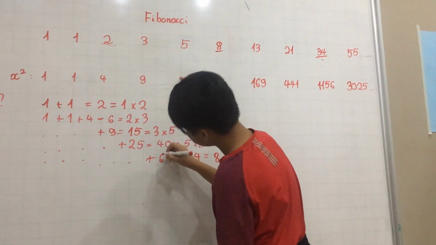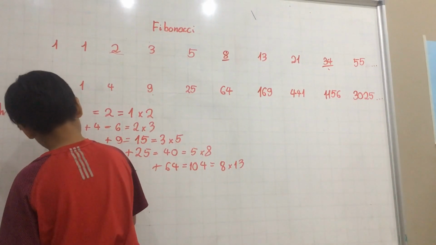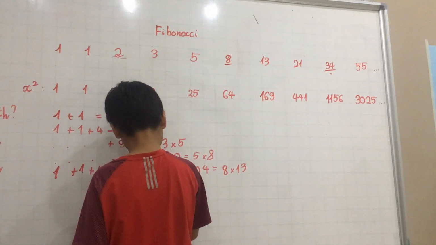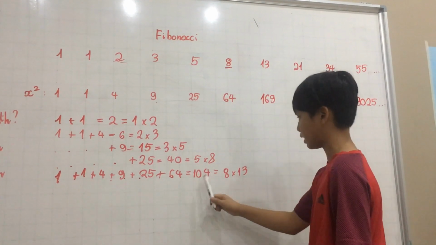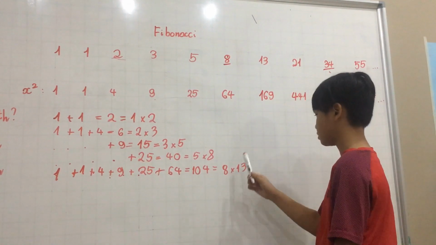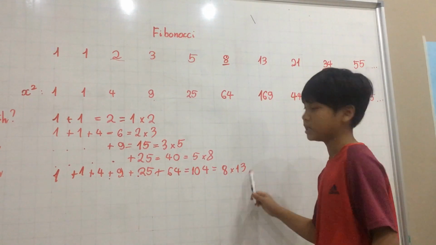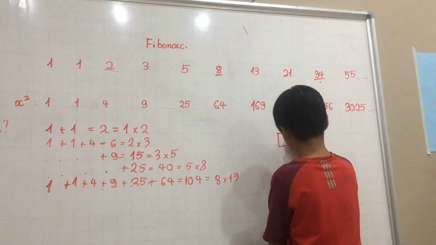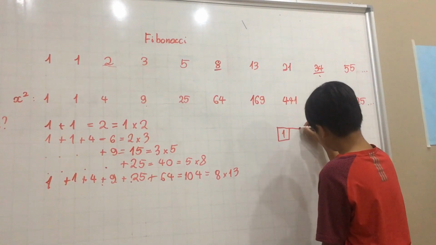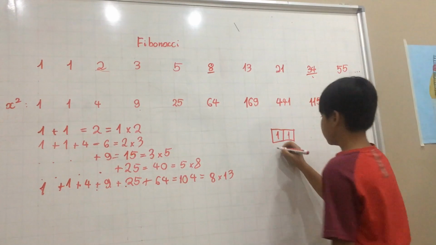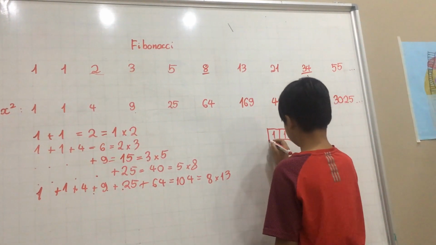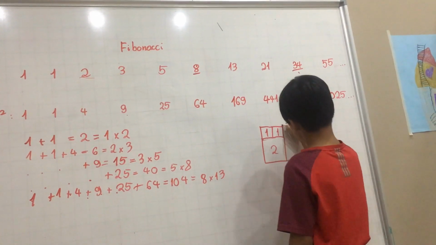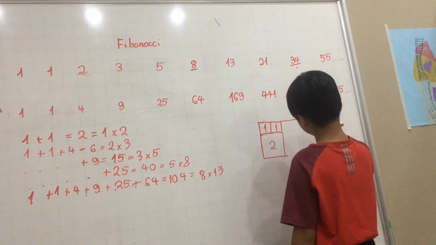Now we'll take 1 plus 1 plus 4 plus 9 plus 25 plus 64, which will equal 104, and which is equal to 8 times 13. Now I will draw a shape. This would be a 1 square. Put next to it another 1 square, which will make a 2 by 1 rectangle. Now underneath, a 2 square. Next to it, a 3 square.